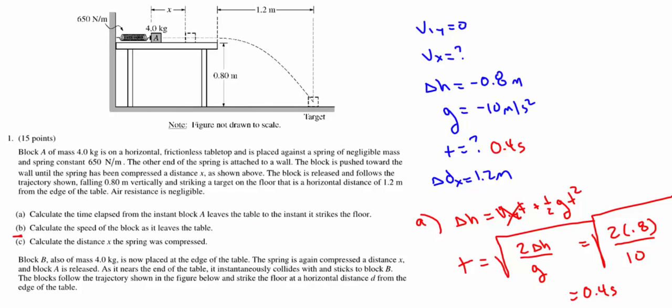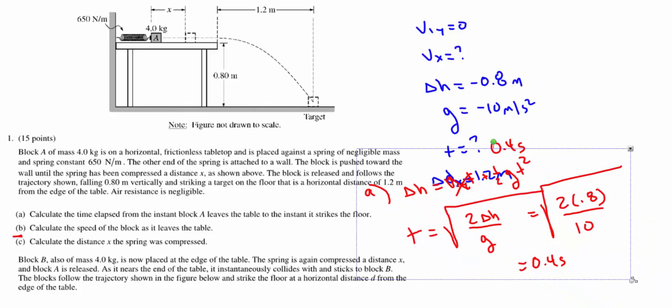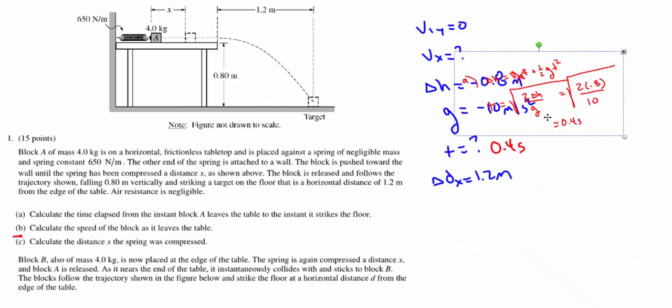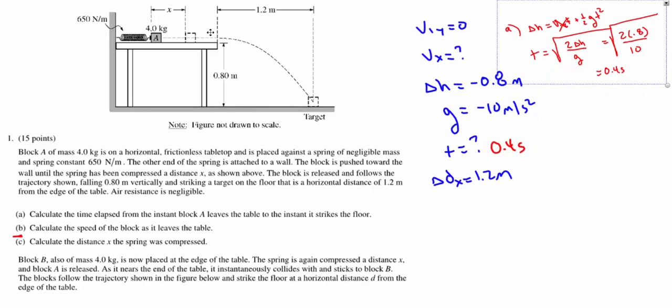B wants us to now determine the initial speed of the block before it leaves the table. Well, that is completely in the x dimension at that point. This block is completely horizontal. So we're going to kind of do some reverse physics. We're now going to solve for Vx knowing dx and time. Remember, there's no acceleration in the x dimension.